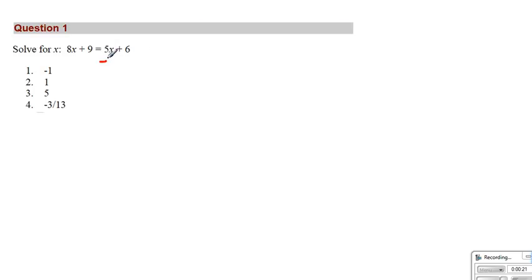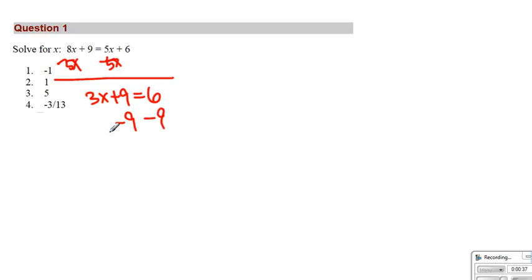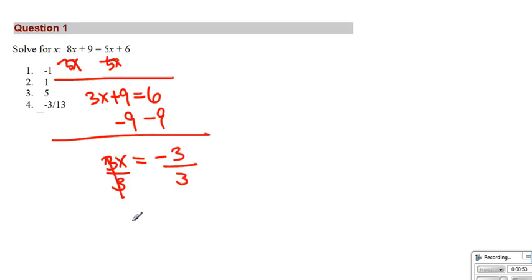So we have, when we subtract 5x from each side, then we'll be left with 3x plus 9, which is 6. Now here, as you subtract 9, because the operation is addition, we will end up having 3x is equal to negative 3. And how would you find out the value of x? Since the relationship here is once again multiplication, we'll divide by 3, where x becomes negative 1. That becomes our answer, choice number 1.